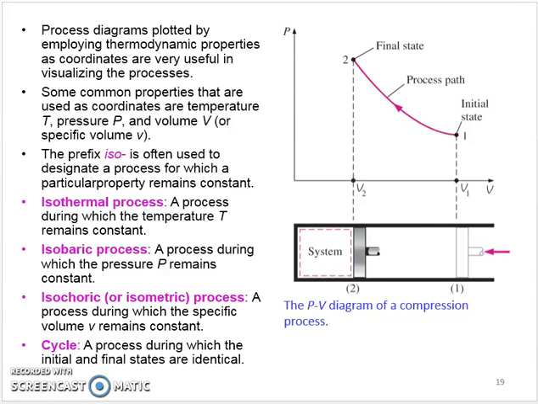Processes are known as isothermal, isobaric and isochoric processes based on pressure, temperature, volume, etc. If the pressure remains constant, it is known as an isobaric process. If the temperature remains constant, it is an isothermal process. If the volume remains constant, it is an isochoric or constant volume process.